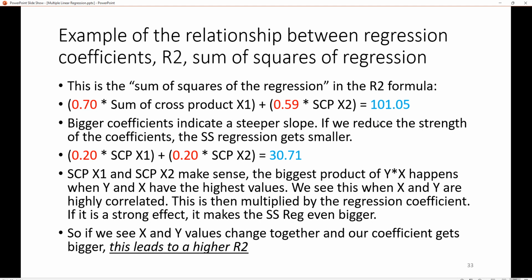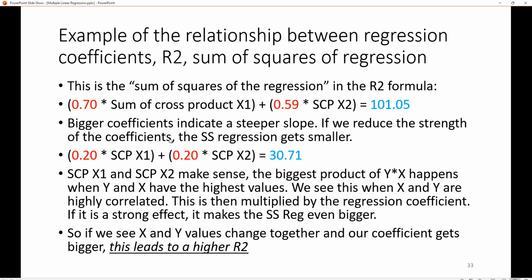In this slide, we have some examples of the relationship between regression coefficients, R-squared and the sum of squares of regression. So the values in the second bullet, 0.70, 0.59, those are the regression coefficients. Those regression coefficients tell us how intense that increase is, or what the incline is. So it's more steep, the trend's going up at more of a steeper path than it is compared to this other example where the regression coefficients are 0.2 in both these two predictors.